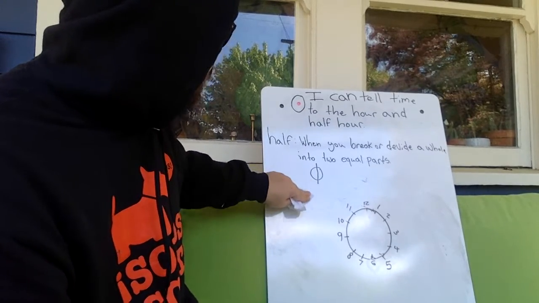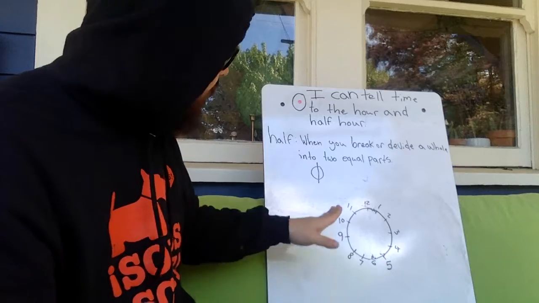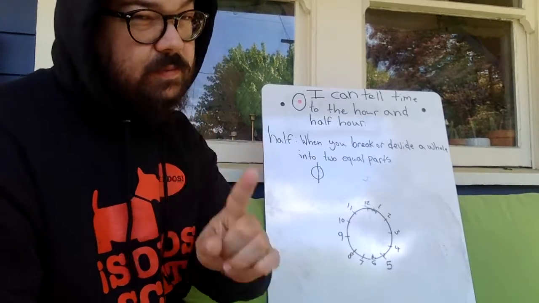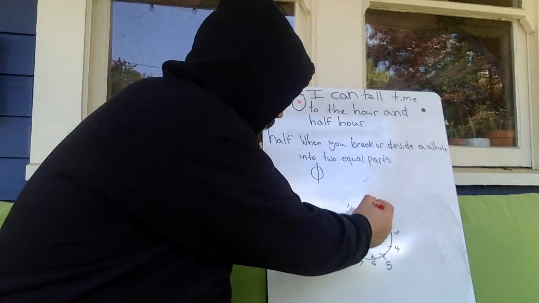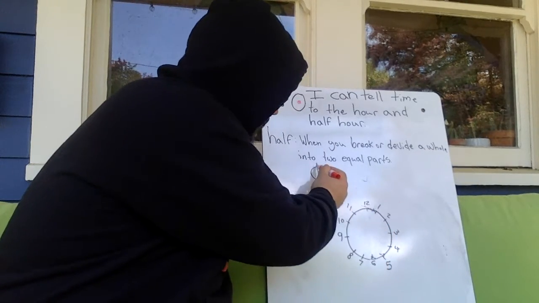and you divided it into two equal parts, that is a half. Now, since we're talking about time today, I've got my clock here. There's only one way to divide an hour on a clock, and that is straight through the middle, just like this.